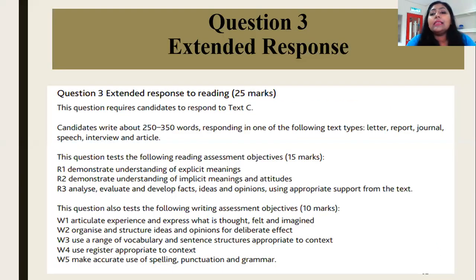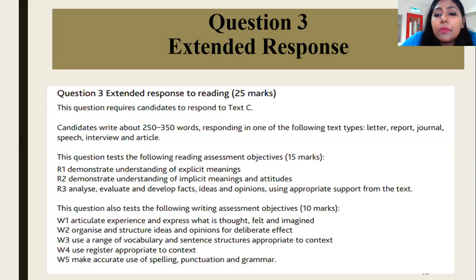Okay, and this is going to be the last part of paper 1, which is the extended response. Extended response is one of the most important components tested in paper 1. Why? Because it carries 25 marks, and again you are required to provide a response based on text C. Okay, and you are required to write 250 to 350 words.